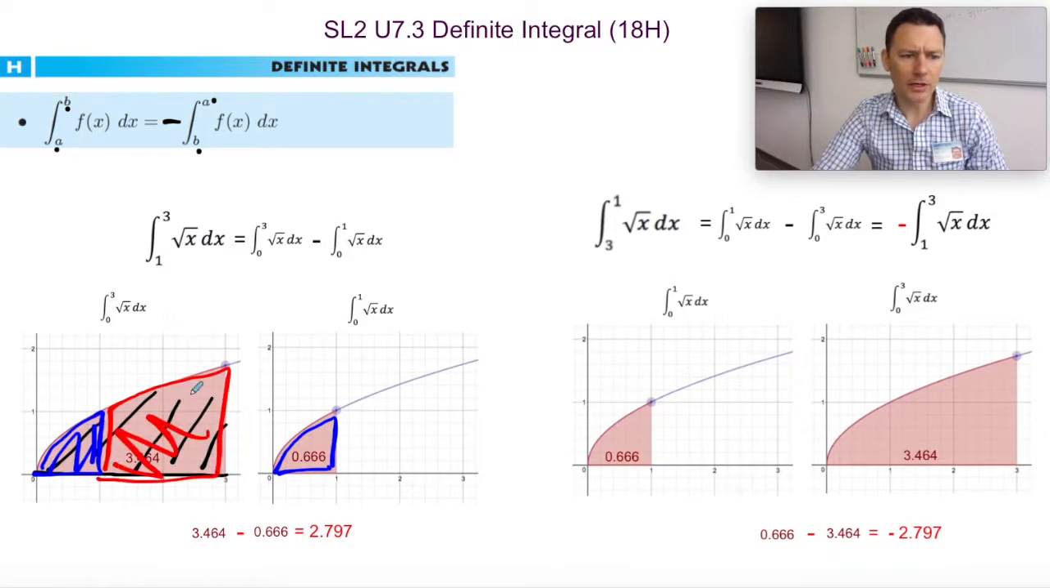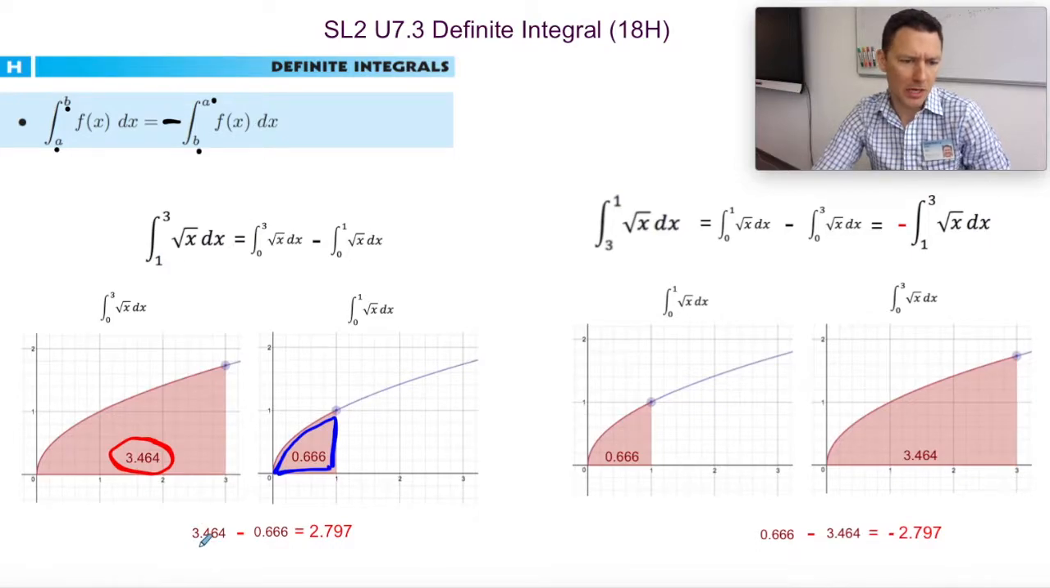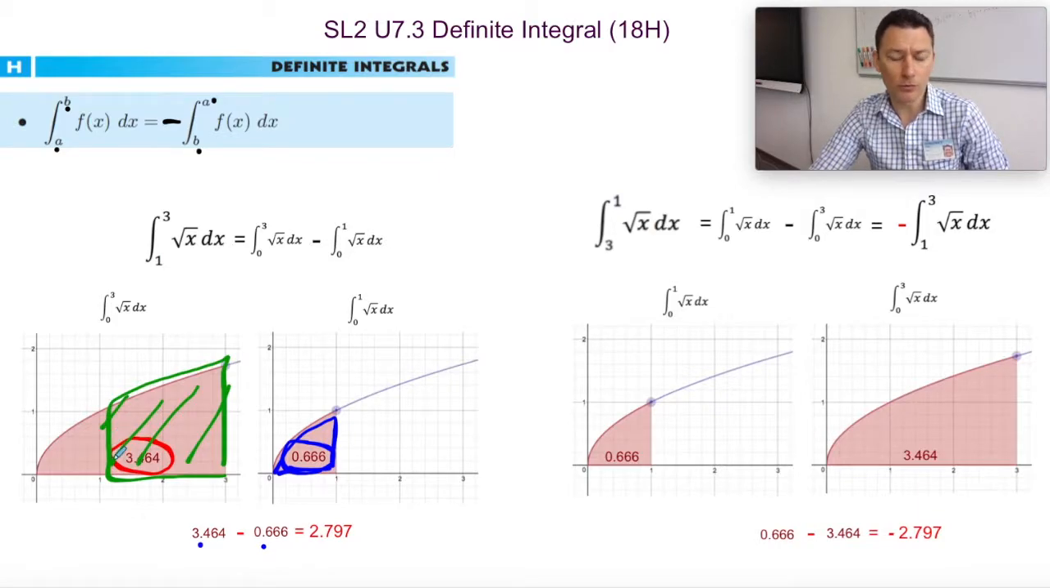I took the liberty of calculating those values, and from 0 to 3, the area under the curve was 3.5, and from 0 to 1, the area under the curve was 0.66. And so if you were trying to find just this piece from 1 to 3, this definite integral, you'd subtract them. You'd say the 0 to 3 minus the 0 to 1, and so it gave us this.